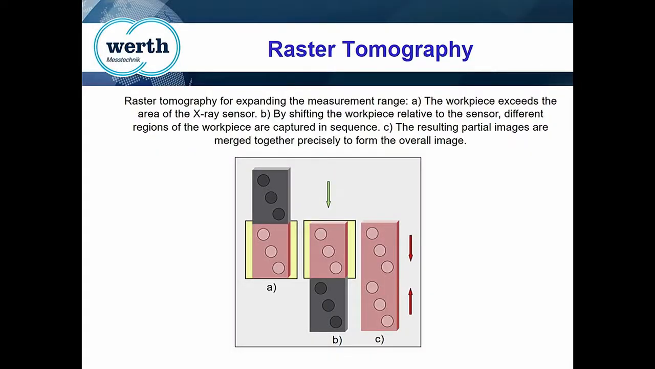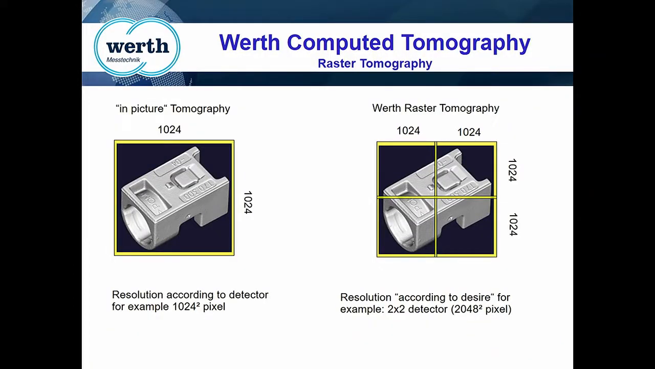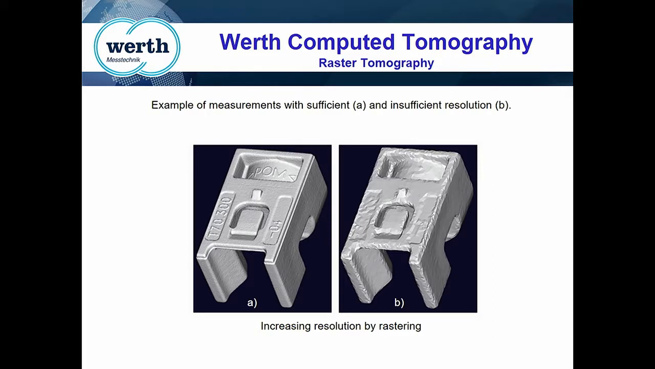So if your part doesn't totally fit within the detector, we can also do raster tomography. What that is, in this case, we took 2 scans and then merged the 2 together into one part. So here on the left, you have your detector with 1,000 by 1,000 pixels, but with the scan done on the right, you now have an image of 2,000 by 2,000 pixels. That also can affect the resolution of your part. So you can see part A on the left was done with raster tomography and part B was not. So you can see the difference in resolution there.